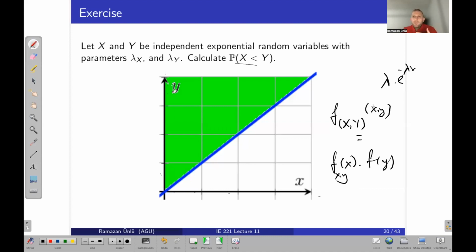After finding the joint PDF, I can integrate that joint PDF over the domain, and that domain will satisfy this condition: x is less than y.